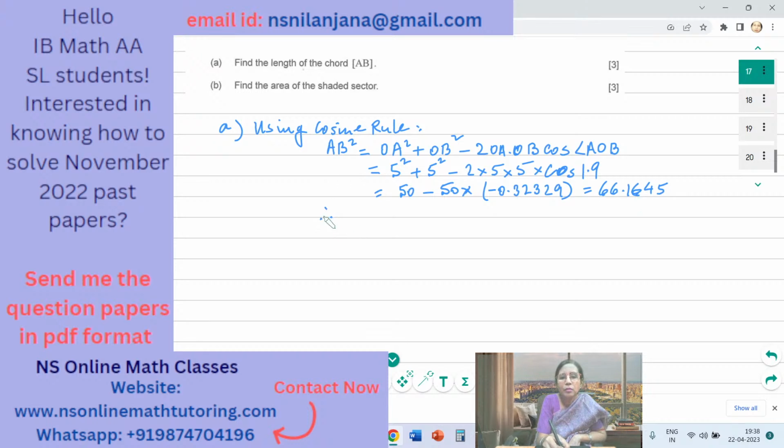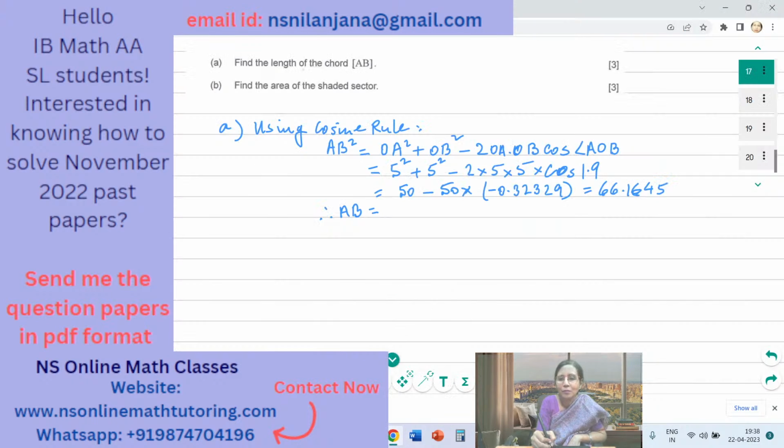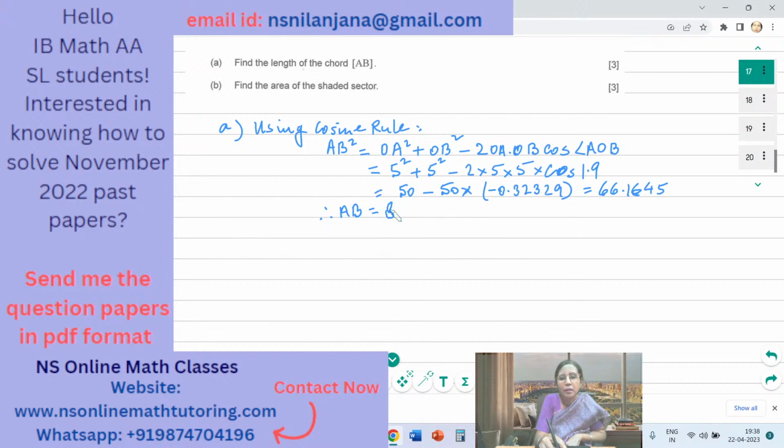What is AB equal to? It is the square root of the answer, 8.13416. So up to 3 significant figures, we can take the answer to be 8.13, the length of the chord AB. This is one method. I can write this as method 1.